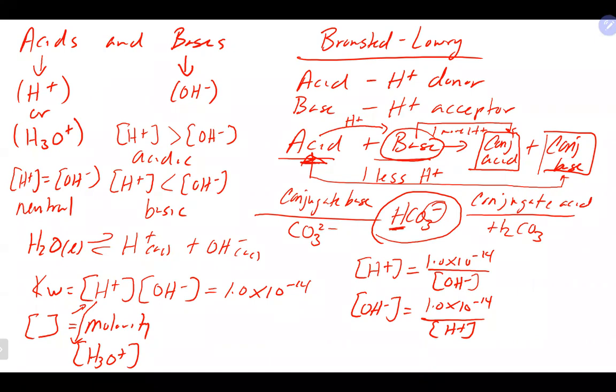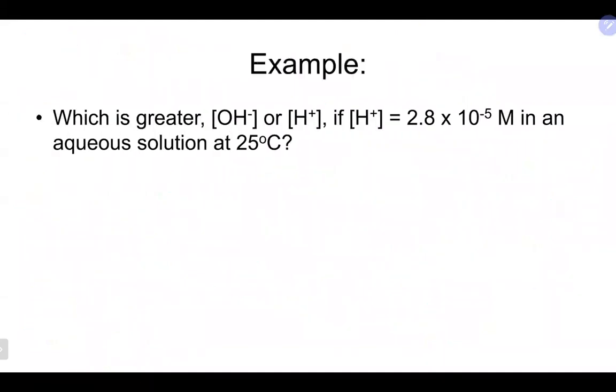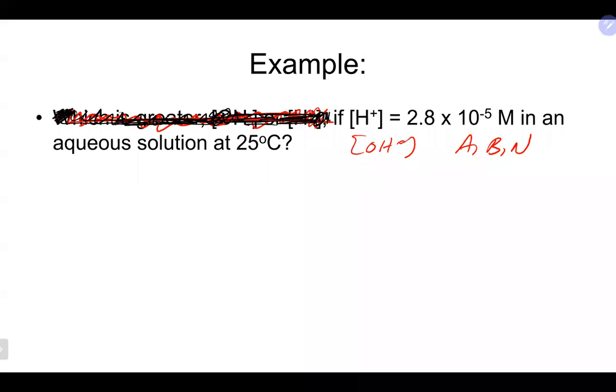All right, then continuing on here. Let's do this one. Let's forget about what it's actually asking. Let's calculate the OH minus concentration here, and is it acidic, basic, or neutral? Okay, let's take a look.